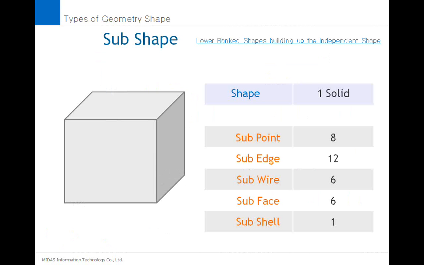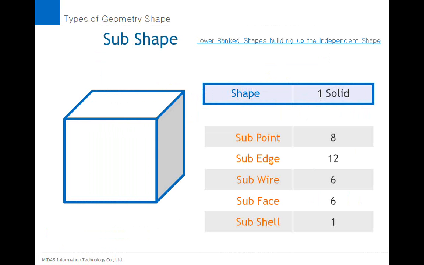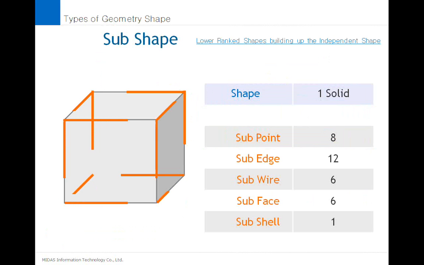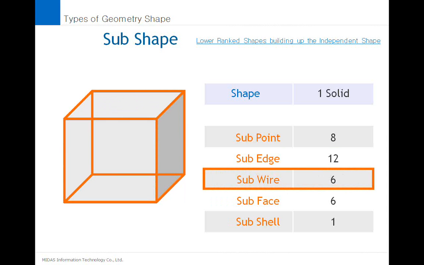So as I said, a solid has several subpoints, which is 8 in number in this case. It has several subedges, it has several subwires, it has several subfaces and subshells. That's why here comes the usage of the selection filter, as I already highlighted.